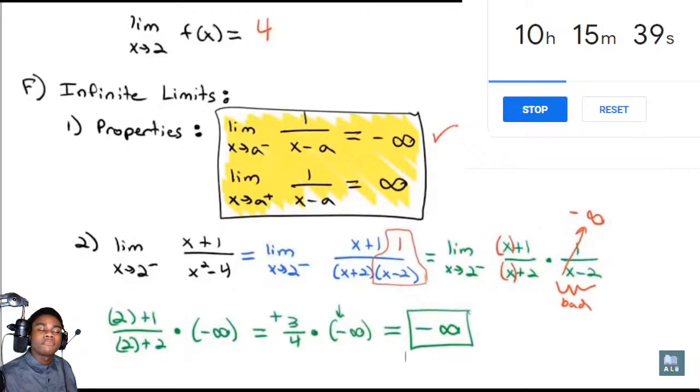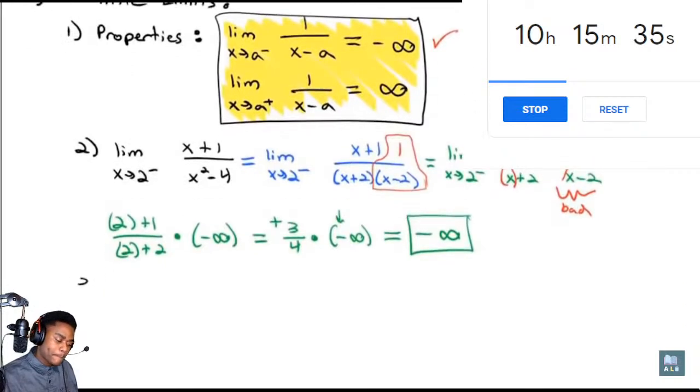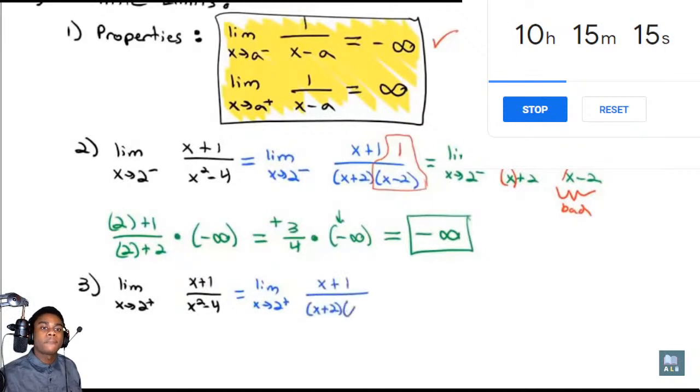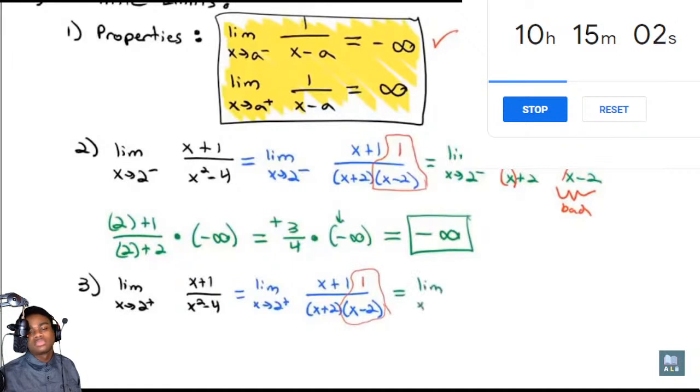Let's do that one more time where we isolate the bad part. Let's come in from the other direction. Let's take the limit as x goes to 2 from the right of x plus 1 over x squared minus 4. And again, we start out the same as x going to 2 from the right by factoring the denominator to x plus 2, x minus 2, and then isolating the bad part as a fraction, 1 over that. And so we end up with the limit as x goes to 2 from the right of x plus 1 over x plus 2 times the bad part of 1 over x minus 2.